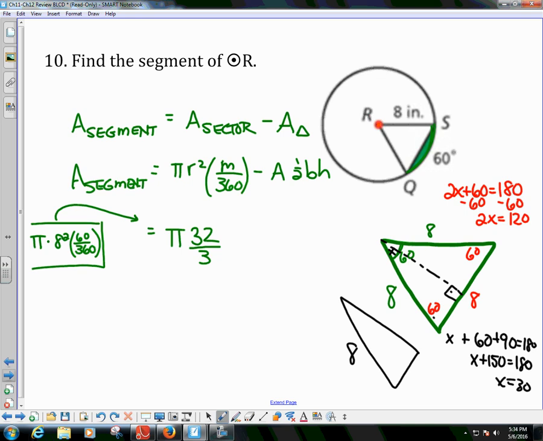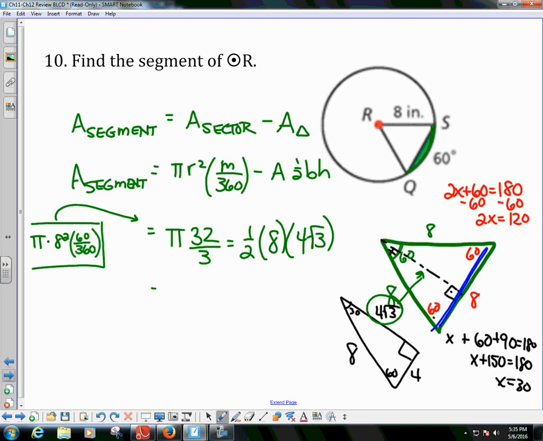If I know this is a 30, 60, 90 triangle and my hypotenuse is 8, then I know that my short side is 4. And if I know my short side is 4, I know that my long leg is 4 times the square root of 3. So I'm going to come over to my area of my triangle, and I'm going to say my base is 8. So 1/2 times 8, and my height is 4 times the square root of 3. We were finding that right there. So 4 times the square root of 3.